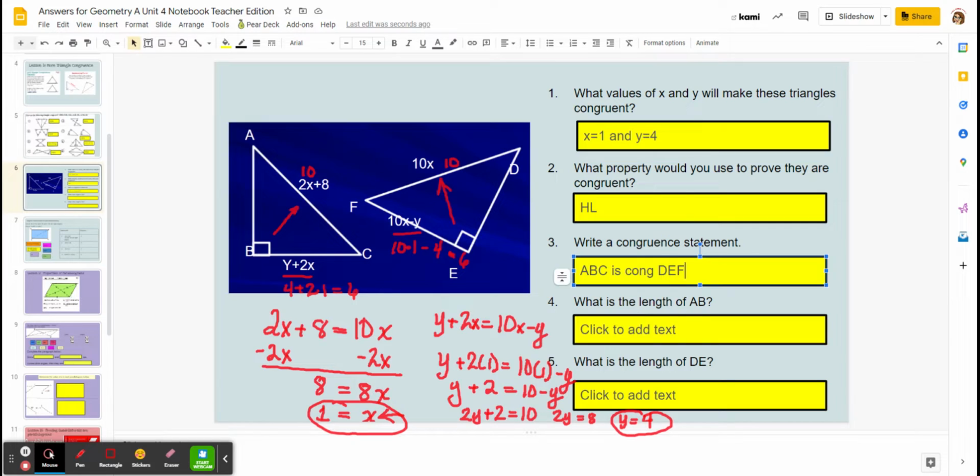What is the length of AB? We found the length of AB to be 6. What is the length of DE? This one's a little bit tougher. So notice that's the one side we don't know yet, but it is a right triangle. If you remember, we did have a rule, Pythagorean theorem. I think we started talking about that in like 7th or 8th grade. Oh, good old Pythagorean theorem.